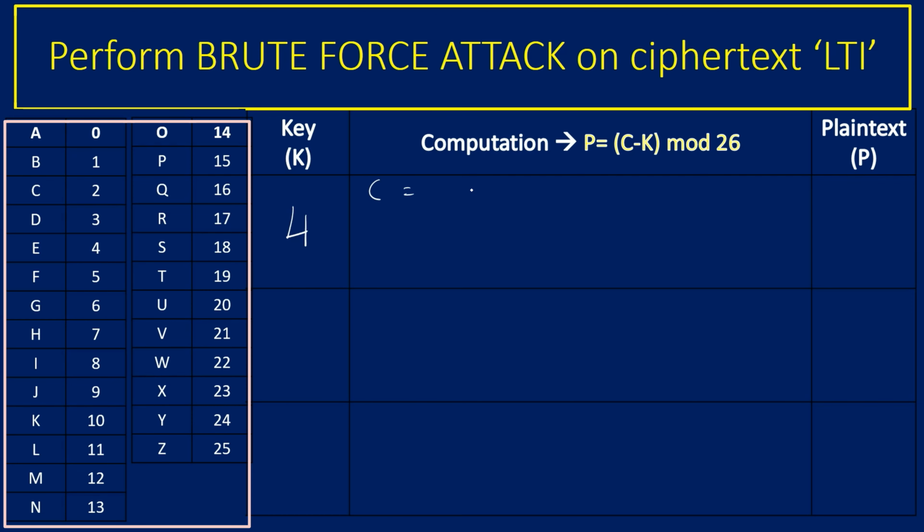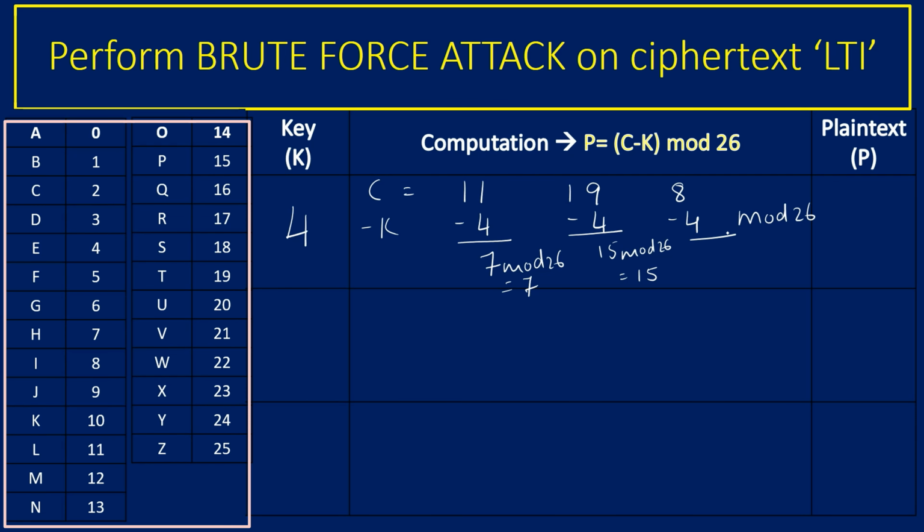He uses the ciphertext numbers, that is 11, 19 and 8. He deducts the key, that is he deducts minus 4 from each of these numbers, but the subtraction is done mod 26. So 11 minus 4 is 7, mod 26 is 7, 19 minus 4 is 15, mod 26, 15 mod 26 is 15, and 8 minus 4 is 4. Mod 26, 4 mod 26 is 4.